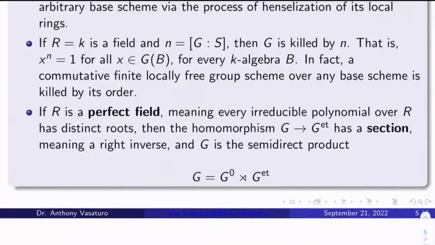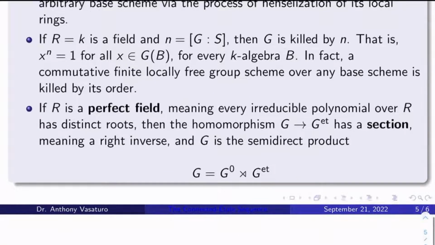If R is K, so if R is a field, and if N is the order of G over S, then it turns out G is killed by N. And this is actually an important fact. I think the general proof of this is due to Deligne, and we may talk about it later in the chapter. What I mean by that is x to the N is 1 for all x in G of B for every K algebra B.